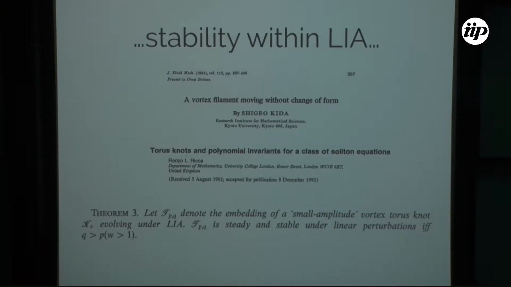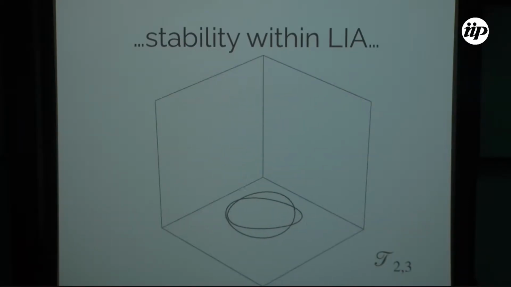And papers by Kida and then Ricca maybe hinted that in a quantum fluid, a vortex knot was a much more stable object. There's a certain class of knots, I'll show you one on the next slide, called torus knots, and Ricca proved that if the deformation of the torus knot wasn't too large, then for these particular types of torus knots, where one of the windings is larger than the other one, these were stable under the local induction approximation. And we can visualize this by solving the local induction approximation for one of these knots, the torus knot (2,3).